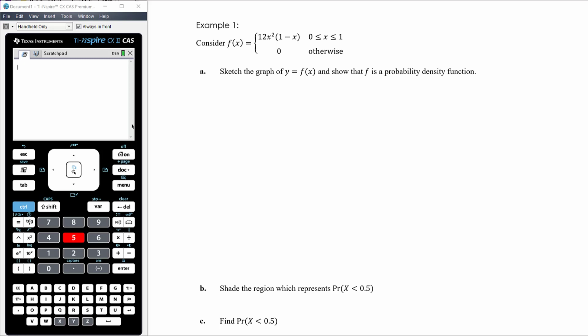Okay, so this is a cubic, okay? It's got x-intercepts when x equals 0 and when x equals 1, okay? It's going to have a turning point at 0 and a cut through the x-axis at 1. And we only want to draw it from 0 to 1.